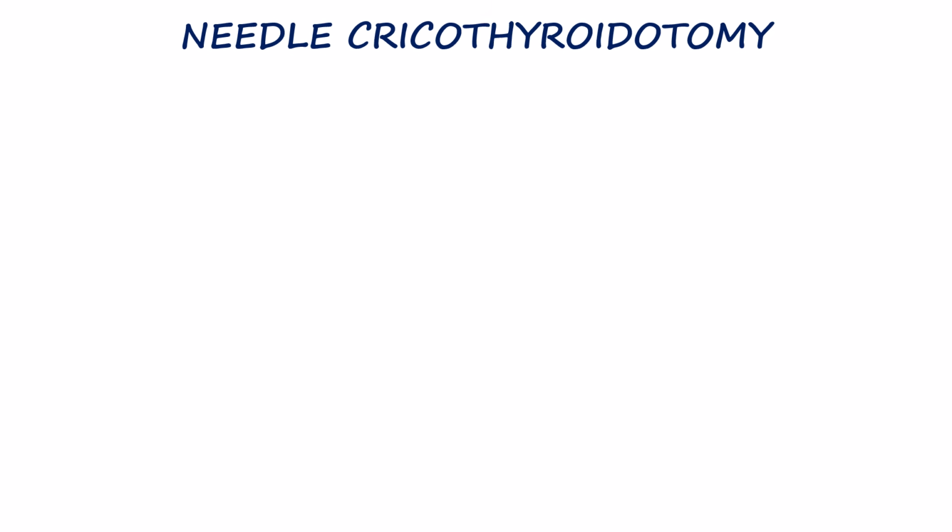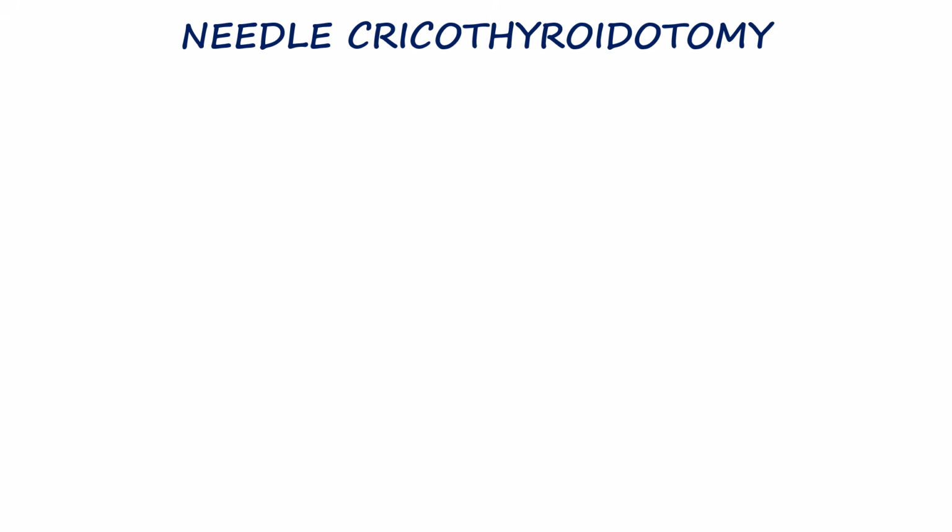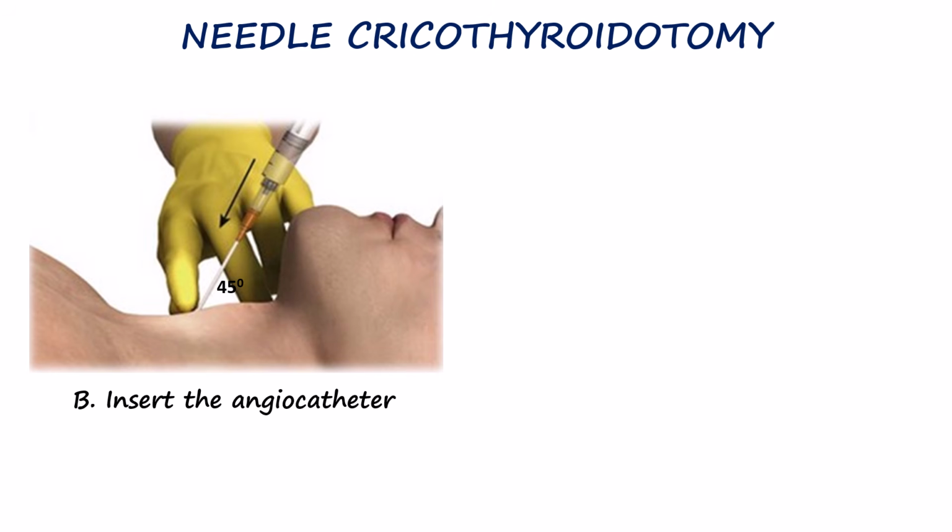The procedure begins by placing the patient supine with the neck extended if possible to optimize exposure of the airway. The thyroid cartilage is stabilized with the non-dominant hand, and the cricothyroid membrane is identified by palpation. The angiocatheter is attached to the saline-filled syringe, and the needle is inserted through the inferior margin of the cricothyroid membrane at a 30 to 45 degrees angle directed caudally.